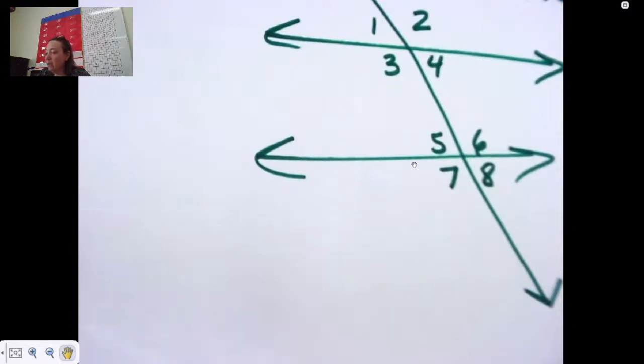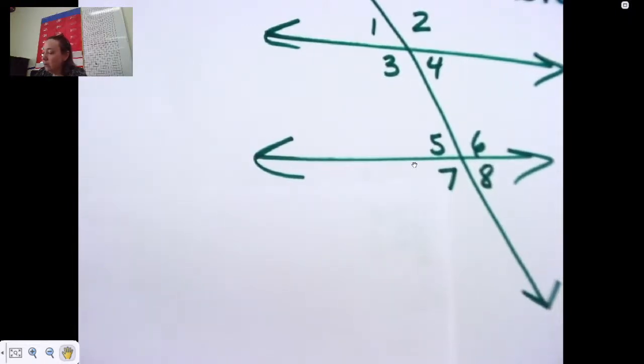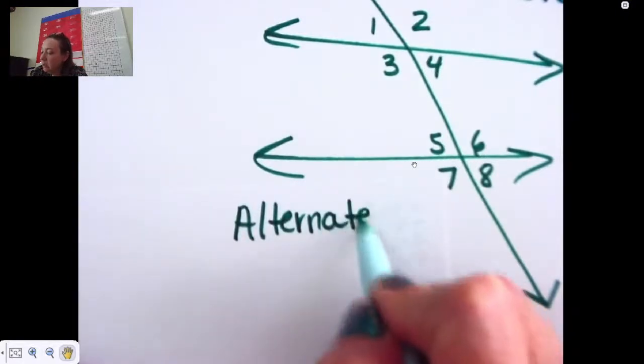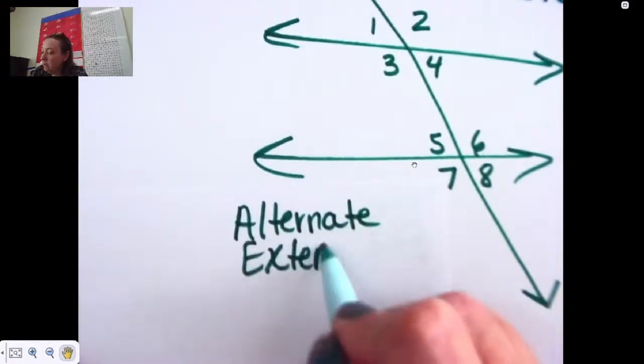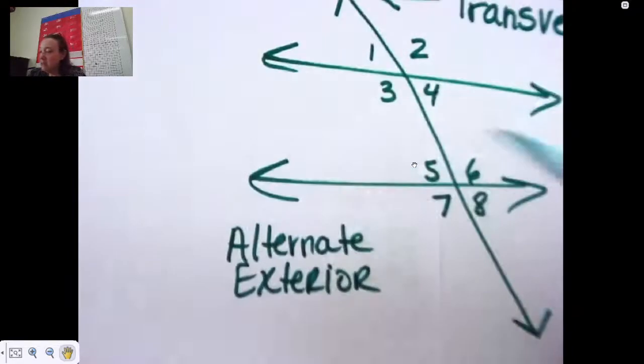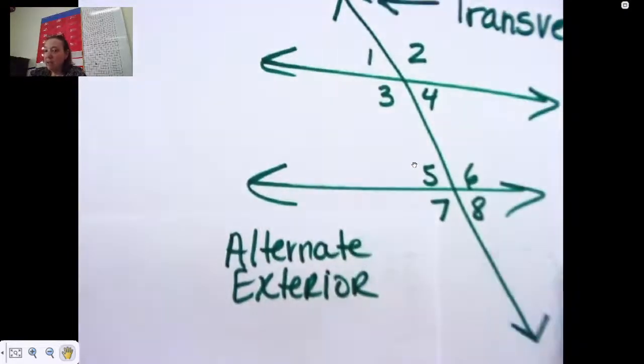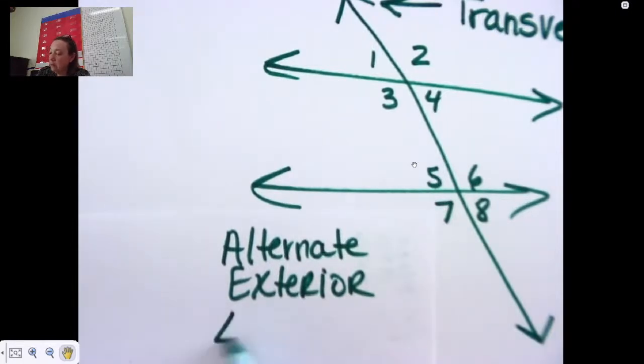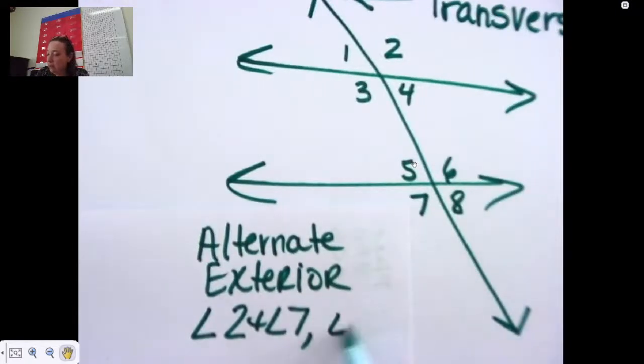Okay. All right, and then we've got alternate exterior. So the alternate means opposite sides of that line. Exterior means outside those two other lines. So name a pair that's alternate and exterior. Angle 2 and angle 7. Good, Amari. What else? Angle 1 and angle 8. Good, all the people that said that, because I know there was more than one.